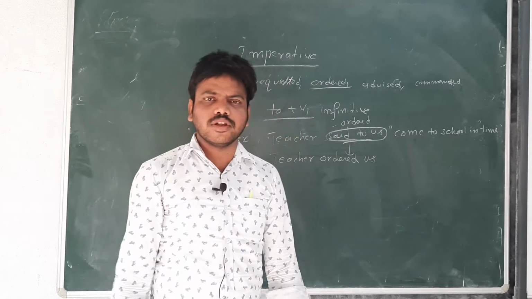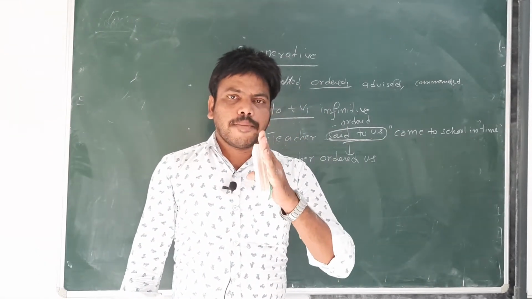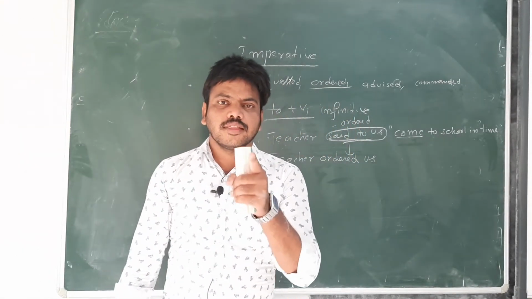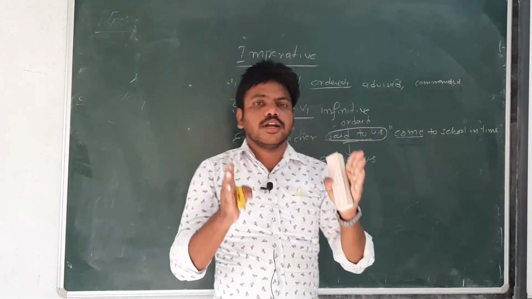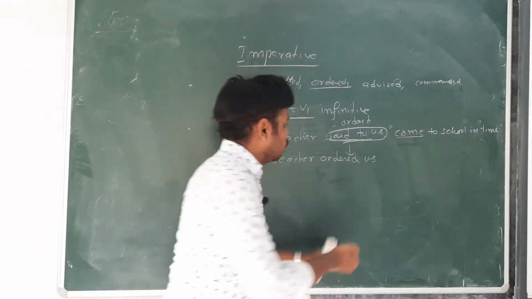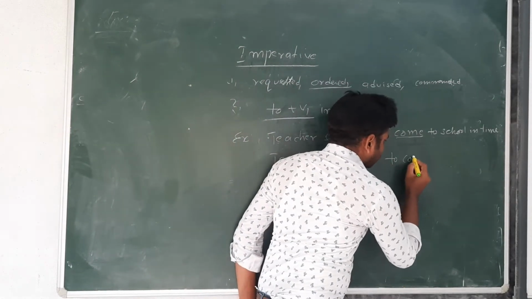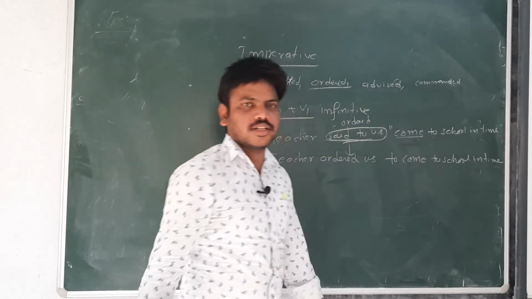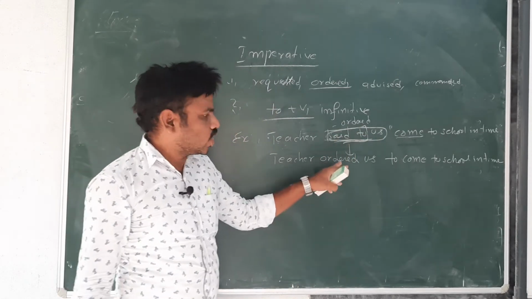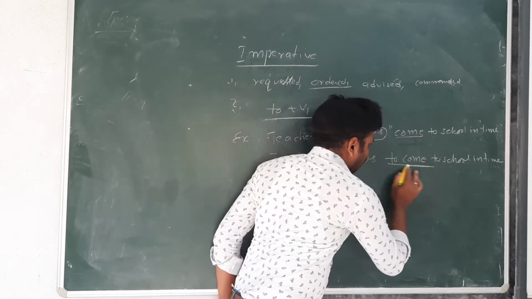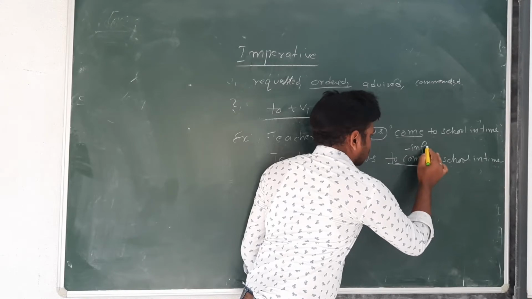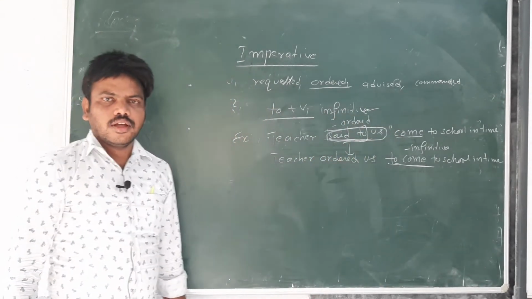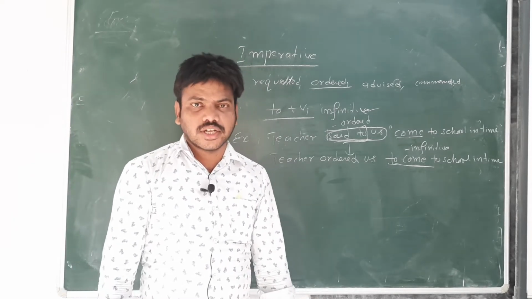Now a very important thing: we have to find out the main verb, the primary verb in the imperative sentence. Here the primary verb, the main verb, is come. So for the main verb we should add to. Ordered us to come to school in time. This is the answer. Said to changed as ordered us to come to school. This is called the infinitive, to come. So this is the second step. Like that we should change direct and indirect speech in imperative sentences.